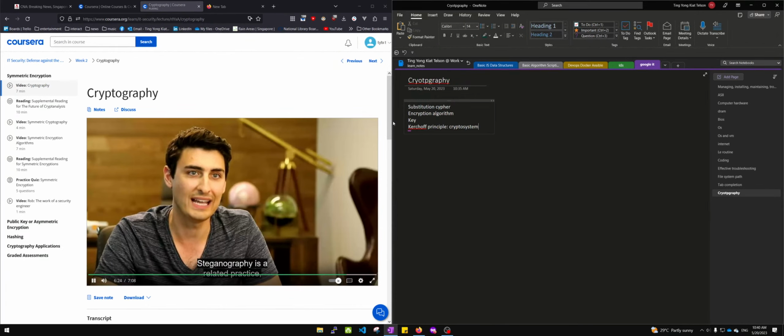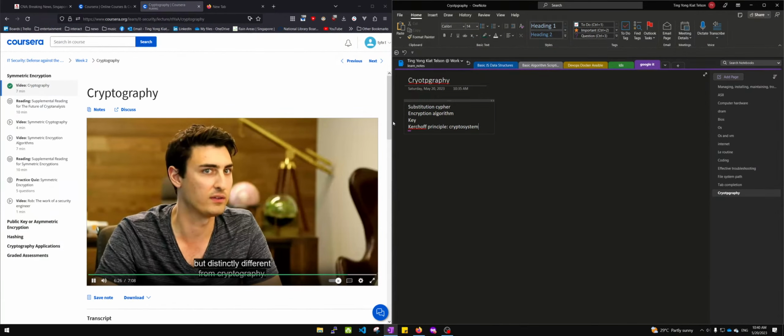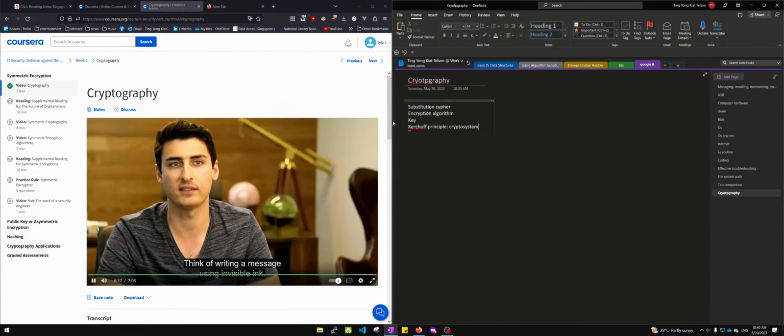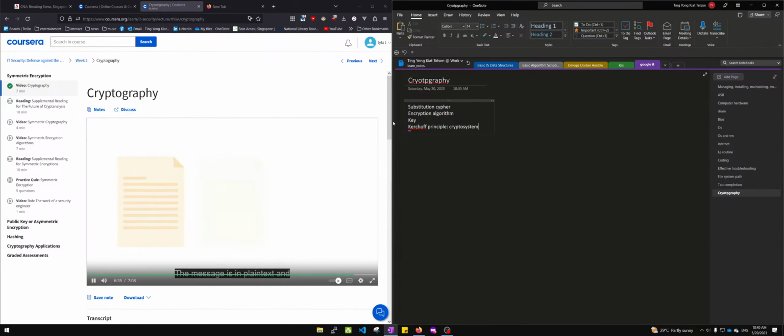Steganography is a related practice but distinctly different from cryptography. It's the practice of hiding information from observers but not encoding it. Think of writing a message using invisible ink. The message is in plain text and no decoding is necessary to read the text, but the text is hidden from sight. The ink is invisible and must be made visible using a mechanism known to the recipient.